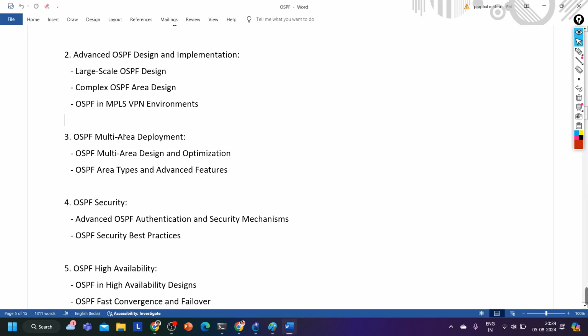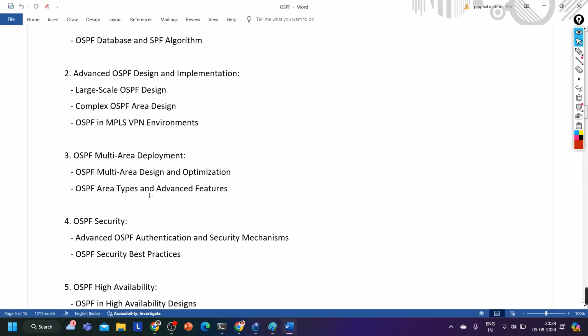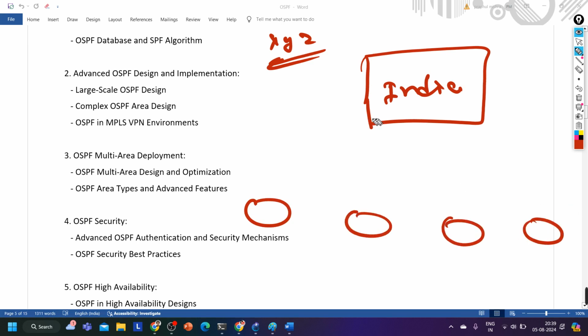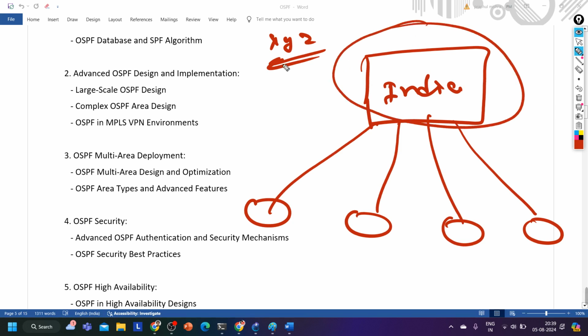Then OSPF multi-area deployment, how we are going to deploy OSPF. Let's take an example of a company, XYZ corporate. This is a corporate company with multiple branch offices and a headquarter in India, and all branch offices are connected through the headquarter. In this scenario, for the OSPF configuration, I am going to configure multi-area OSPF.